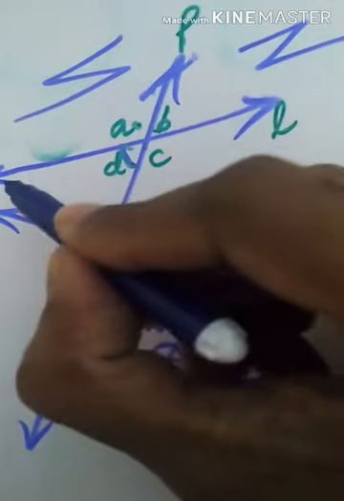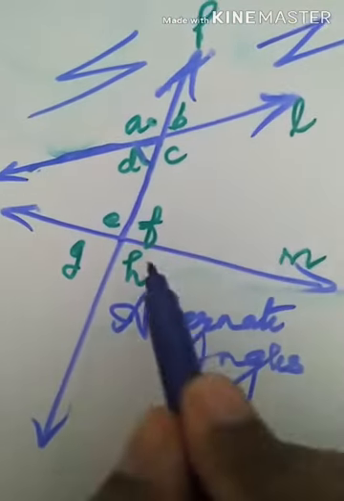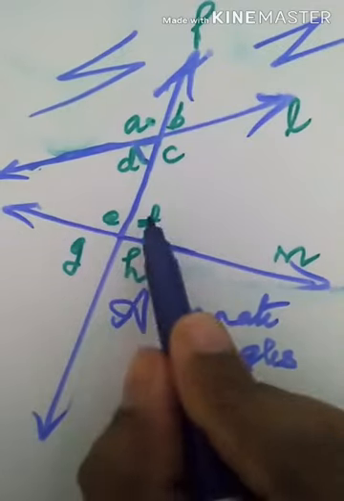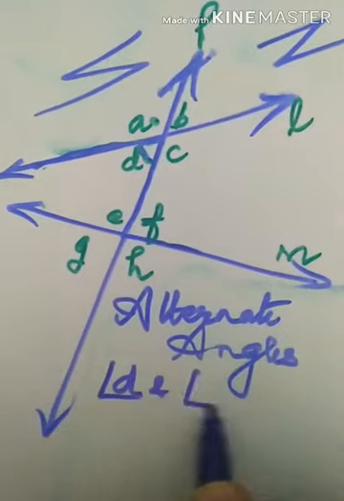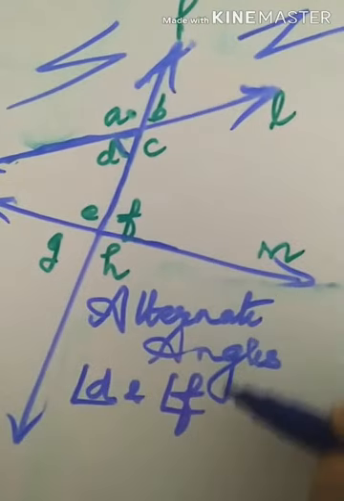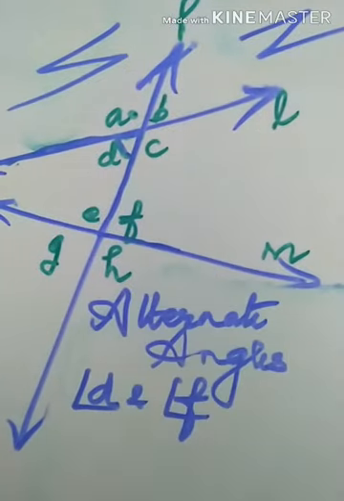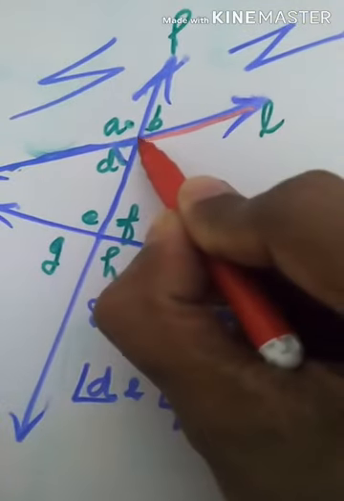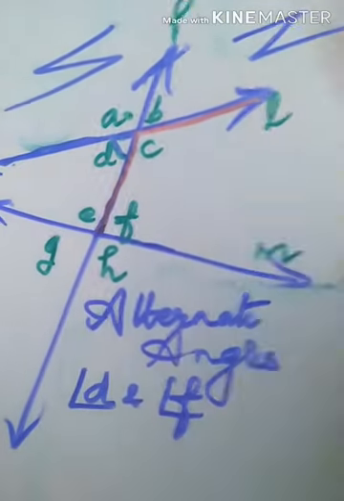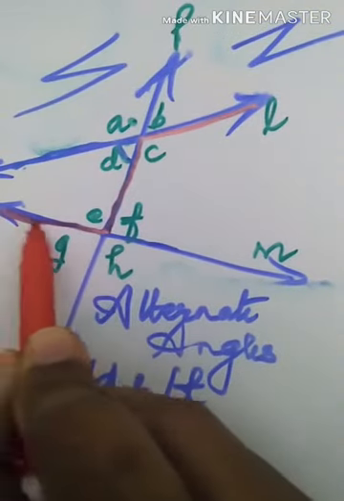Angle D coming in this way. If you want to complete the Z, angle F. Angle D and angle F are a pair of alternate angles. Similarly, we have a Z on the other side. Let me highlight that Z. This is angle C, and to complete the Z we have this part.